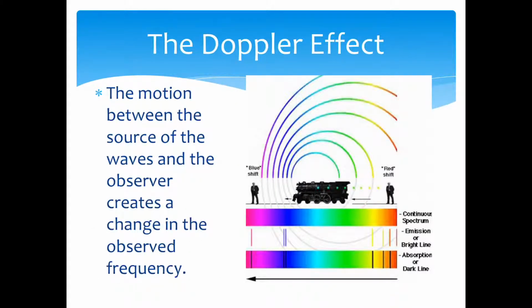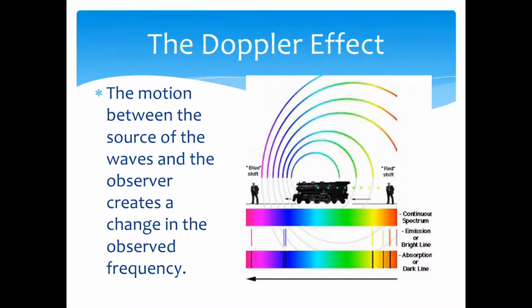So the last thing I want to talk about today is the Doppler effect. The Doppler effect says that the motion between the source of a wave and the observer creates a change in the observed frequency. So it's basically saying, depending upon where you're standing is depending upon how frequently you hear the wave or you feel the wave that the object is giving off.